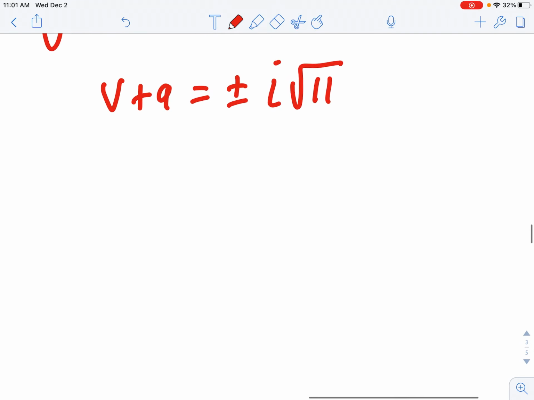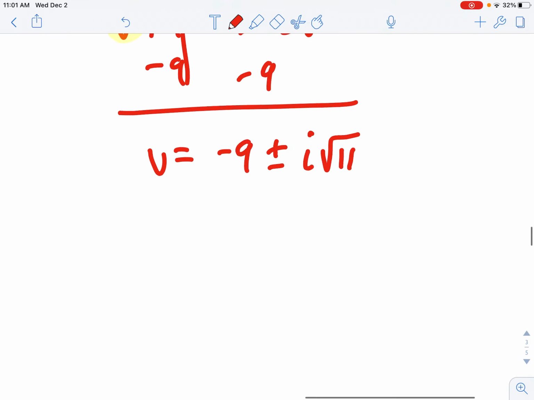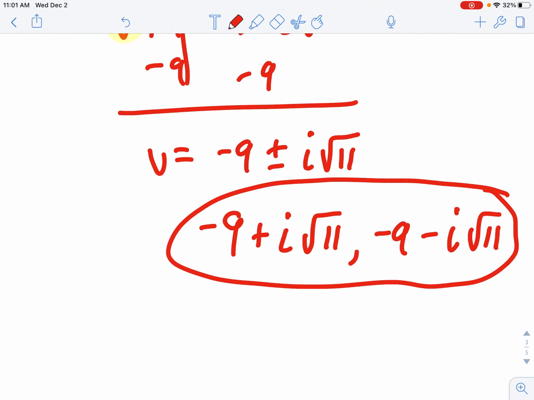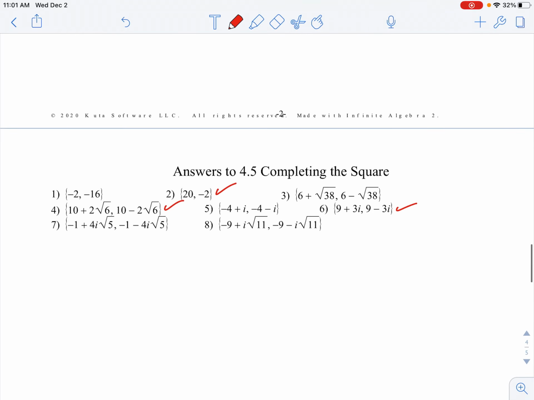We're not quite done. We need to isolate v, so I need to subtract 9 on both sides. I get v equals, and then just write down negative 9 plus or minus i radical 11, which you can rewrite as negative 9 plus i radical 11, comma, negative 9 minus i radical 11. So when I check myself for number 8, that should be the answers, and there it is.